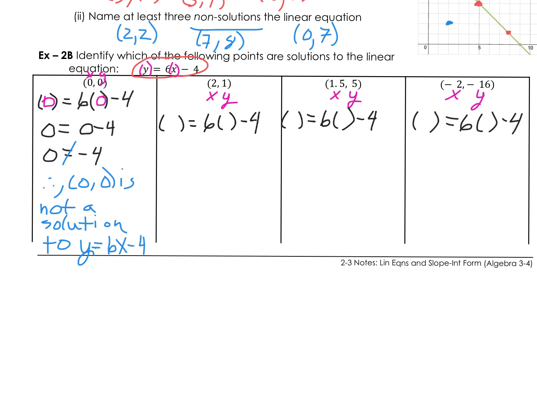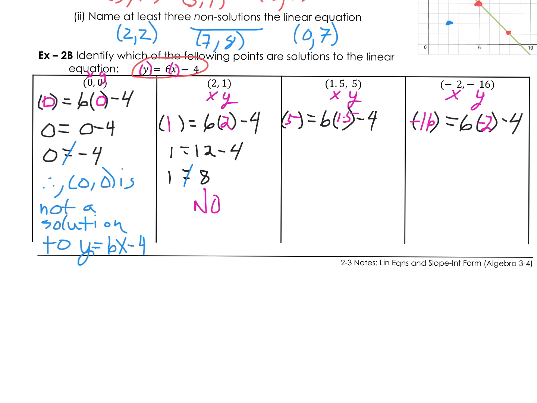And then, so my x is 2, and my y is 1, my x is 1.5, and my y is 5. My x is negative 2, and my y is negative 16. Okay, so here's my work. I've got 1 equals 12 minus 4. 1 equals 8. Since that is not true, then no, it is not a solution. I'm not going to write out what I did on the left. I'll let you do that.